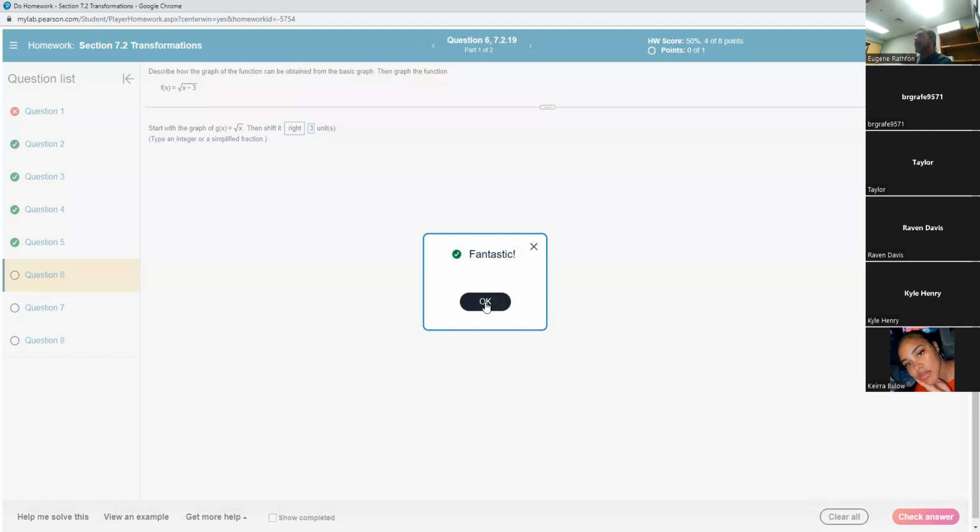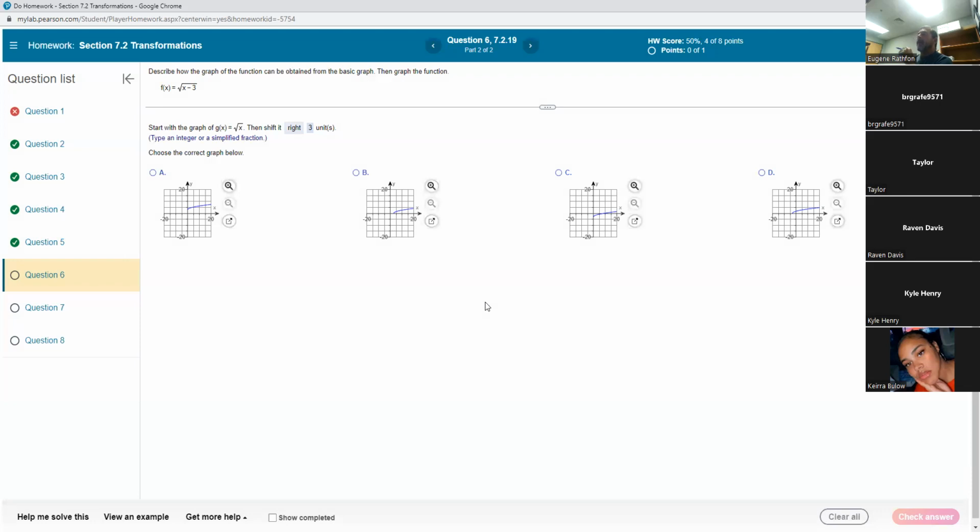Now I bet we got to graph that. Let's see. Oh, so this one, A, B, C, or D. Which one of these pictures looks like it went right 3 units?